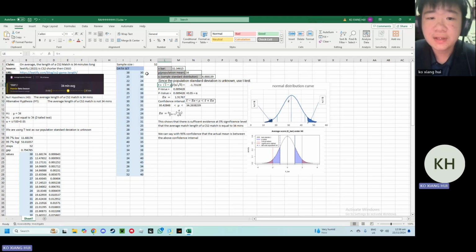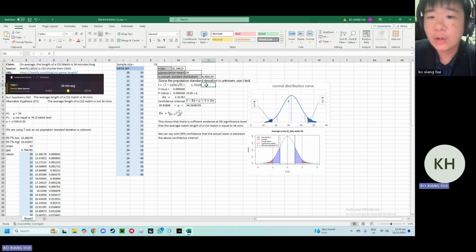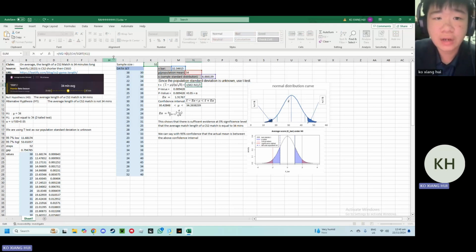The t-test is x bar, which is the sample mean, minus the population mean, all divided by the square root of s squared, the variance, divided by my sample size, where variance is standard deviation squared. As you can see, I'm using the formula right here, and the t-statistic simply means how extreme your data is. The closer it is to 0, the less extreme it is, because it varies less from the population mean.